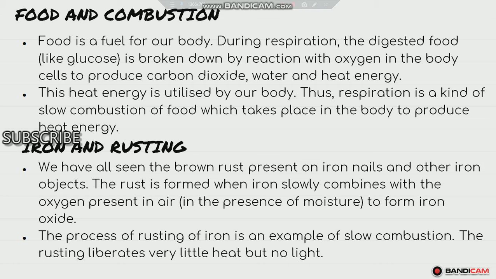And all of us have learnt about iron and rusting. We have all seen the brown rust which is present on iron nails and other iron objects, and we know the conditions required for rusting are the presence of oxygen and moisture. So rust is formed when iron slowly combines with oxygen which is present in the air in the presence of moisture, and it gets oxidized to form iron oxide. This process of rusting of iron is also an example of slow combustion. Even rusting of iron liberates a very little amount of heat, which cannot be felt by us, and it does not give light.